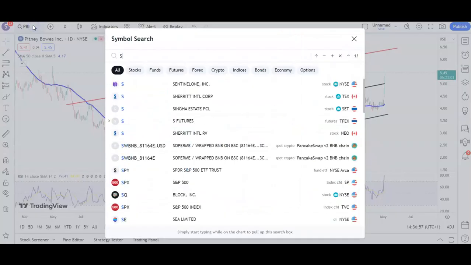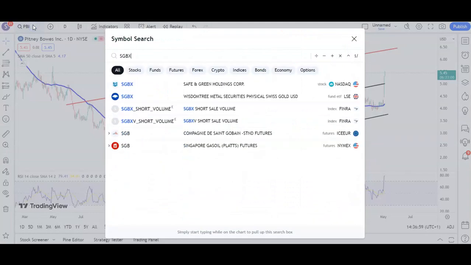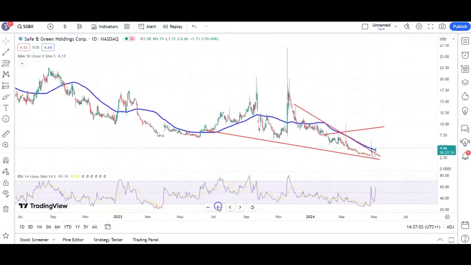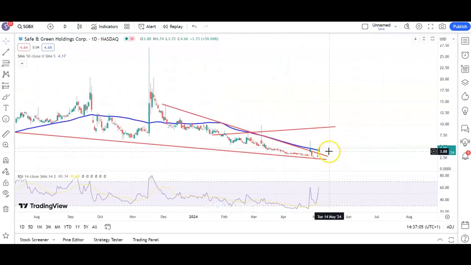The last two are next, and first one is Safe and Green. Here another potential wedge breakout or triangle breakout. We're pushing through the 50-day line at around $4. Above that, looking for $9.40 plus by the end of next month. That would take the shares back to where they were back at the beginning of the year, but the key here is to remain above that 50-day line.